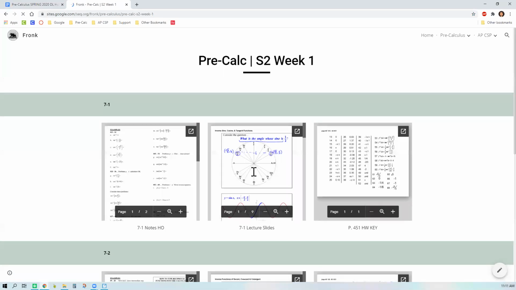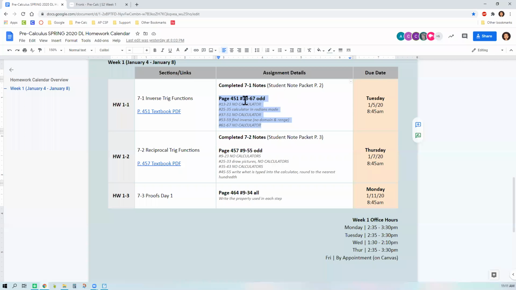You guys are scanning both the notes and the homework. So don't forget to do the notes and then the bookwork. You get points for each of these things, so make sure you're not losing points there. And that's what we're working through today. All right, and then this video will come up this afternoon.